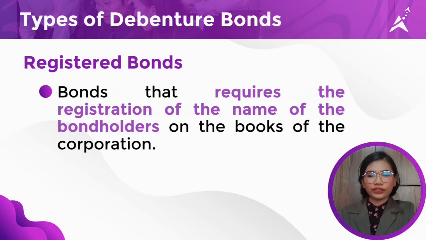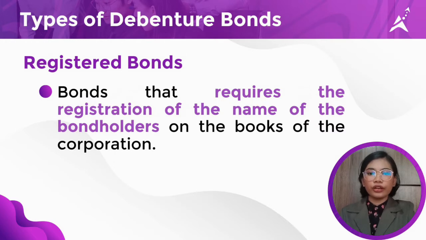Registered bonds require the registration of the name of the bondholders on the books of the corporation. It is because there are also circumstances where bonds were sold from an investor to another investor. So to avoid confusion, the issuer needs to know to whom he should pay the interest. They should know who holds the bond as of a certain date. That's why in registered bonds, the name of the bondholder should be registered on the books of the corporation.